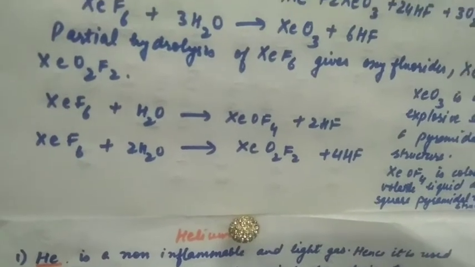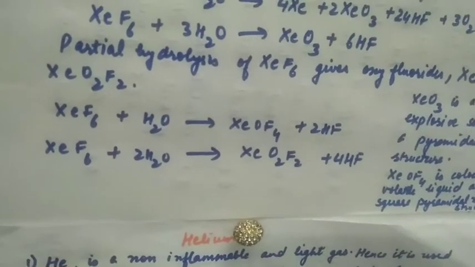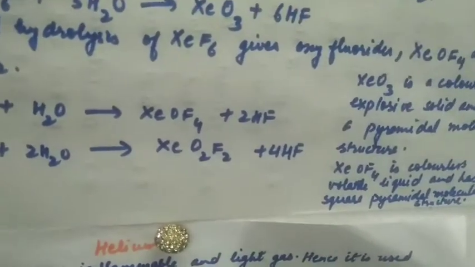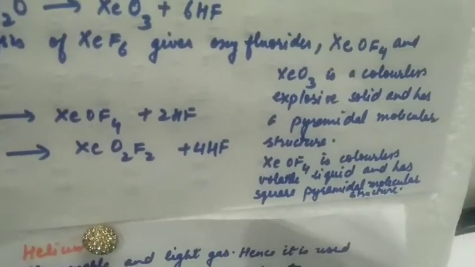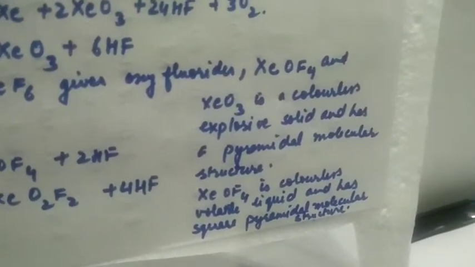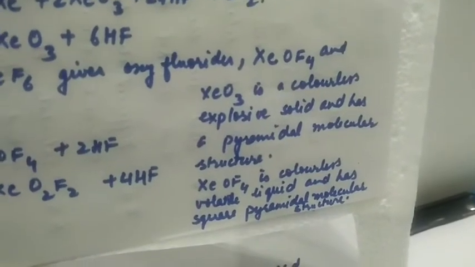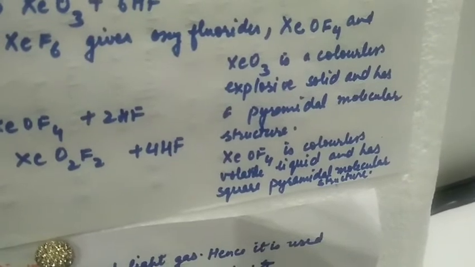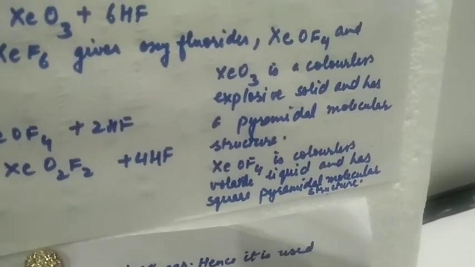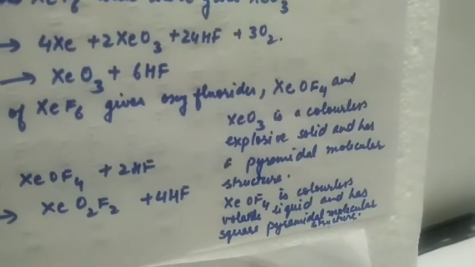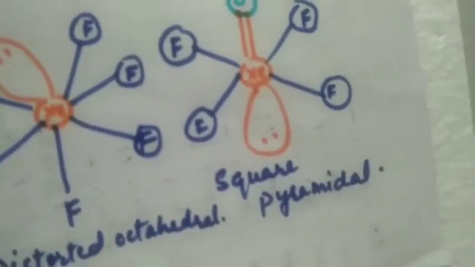Xenon hexafluoride plus water gives xenon oxytetrafluoride plus HF, and xenon hexafluoride plus 2 water gives xenon dioxydifluoride plus 4HF. Xenon trioxide is a colorless explosive solid and has a pyramidal molecular structure, whereas xenon oxytetrafluoride is a colorless volatile solid and has a square pyramidal molecular structure. This is the square pyramidal structure.